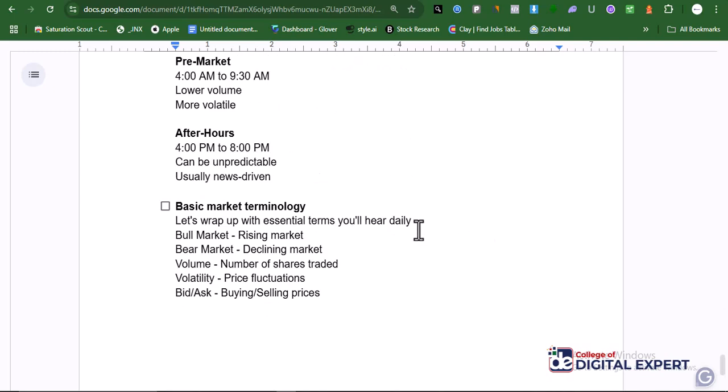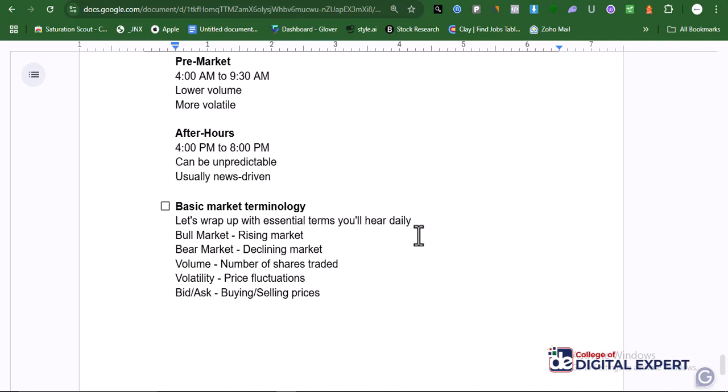So let's talk about the basic market terminology. We look at the bull market. When we talk about bull, it means that the market is going higher. People are buying. That's bull. Bear means people are selling, people are declining from the market. Volume is the number of shares traded, the amount of money coming into a particular company. Then volatility is price fluctuation, and also bid and ask, that's the buying and selling price: the amount someone is willing to buy and the amount someone is willing to sell. That's what we call bid and ask in the stock exchange market.